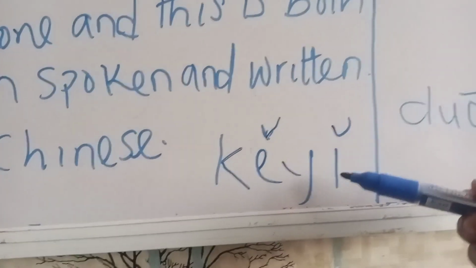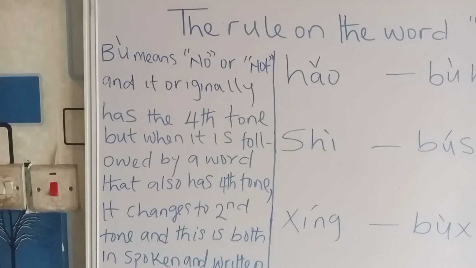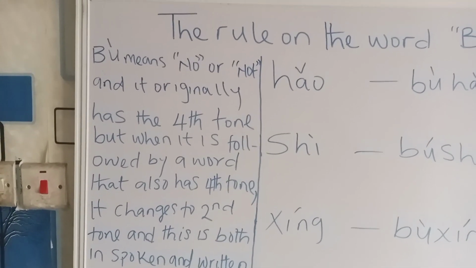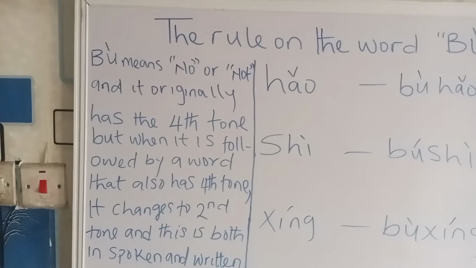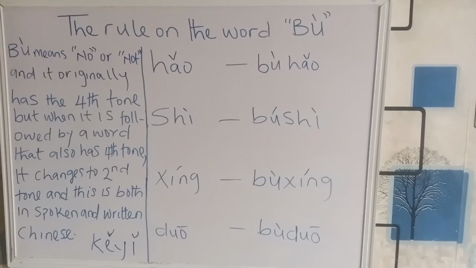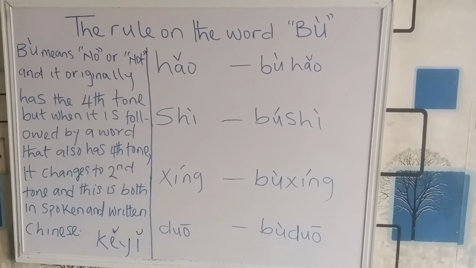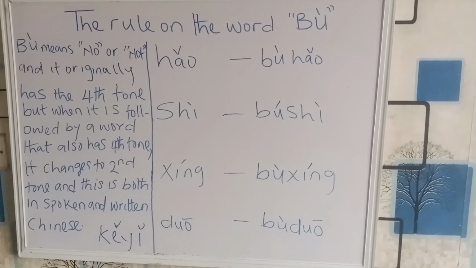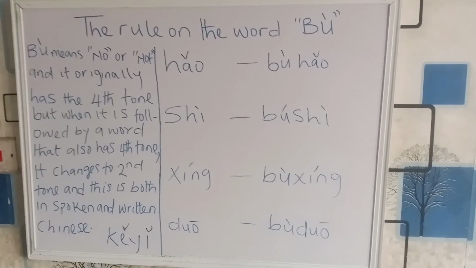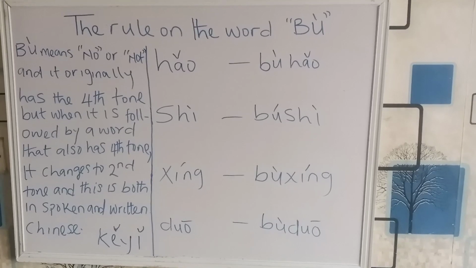Now, this one is the rule on third tone. With bù, and only bù actually, when bù is followed by another word with the fourth tone, the tone on bù changes to the second tone, as we will see shortly. I have listed some words here to explain this to us. There is hǎo, there is shì, there is xíng, there is duō. I made sure to list words with all the four tones that we have in Chinese.